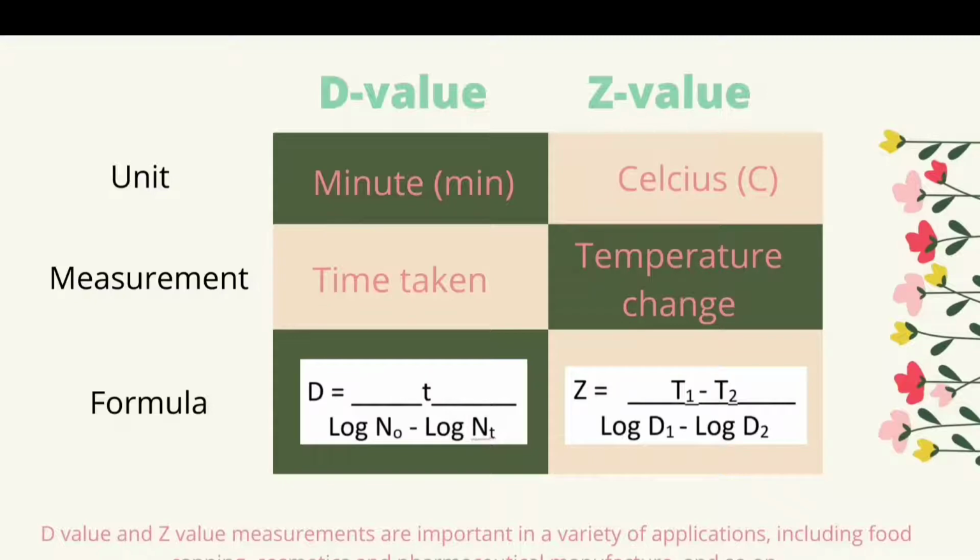heat treatment. For Z value, the definition states about temperature, so the measurement is temperature change and the unit of Z value is Celsius. Z value can be calculated directly from the graph of log D versus time. So the formula that we can use is stated there.